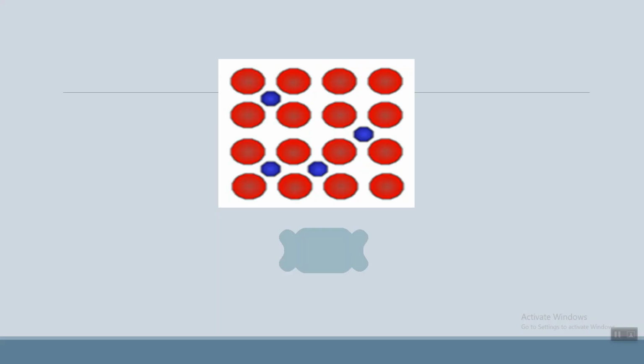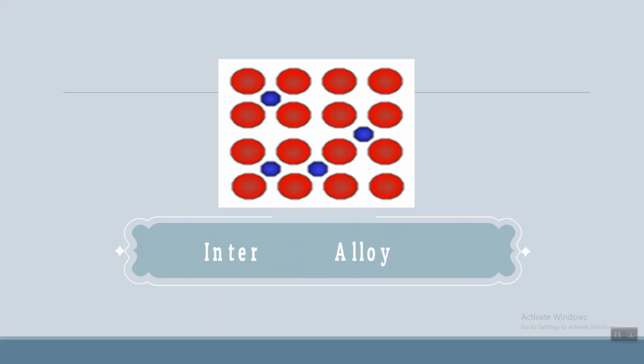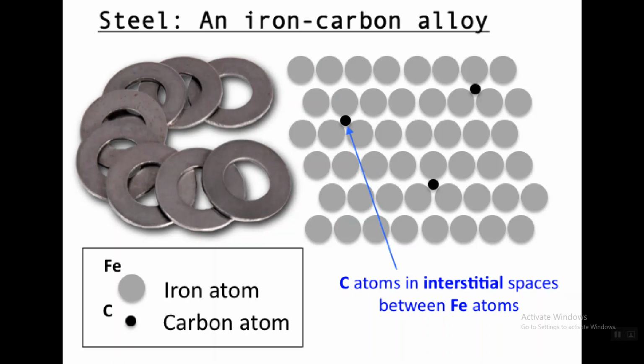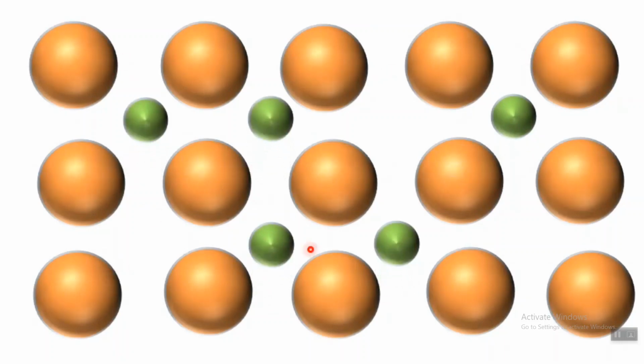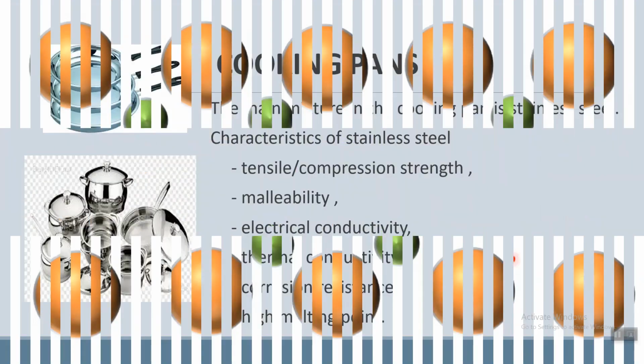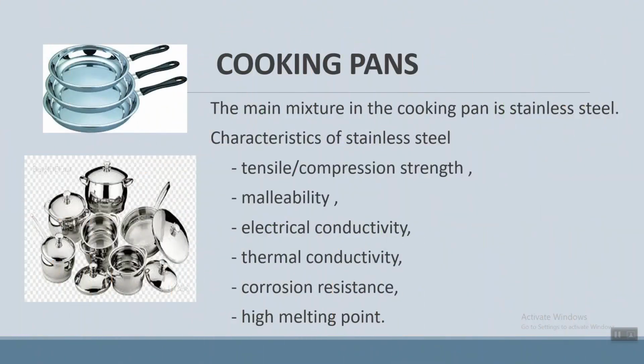The next one is interstitial alloy. An example of interstitial alloy is steel. Steel is made up of iron and carbon, which when mixed, carbon will fit into small spaces in between the predominantly existing iron atoms. The main mixture of a cooking pan is an alloy known as stainless steel, which has steel composition with addition of chromium. The characteristics of stainless steel are as follows.